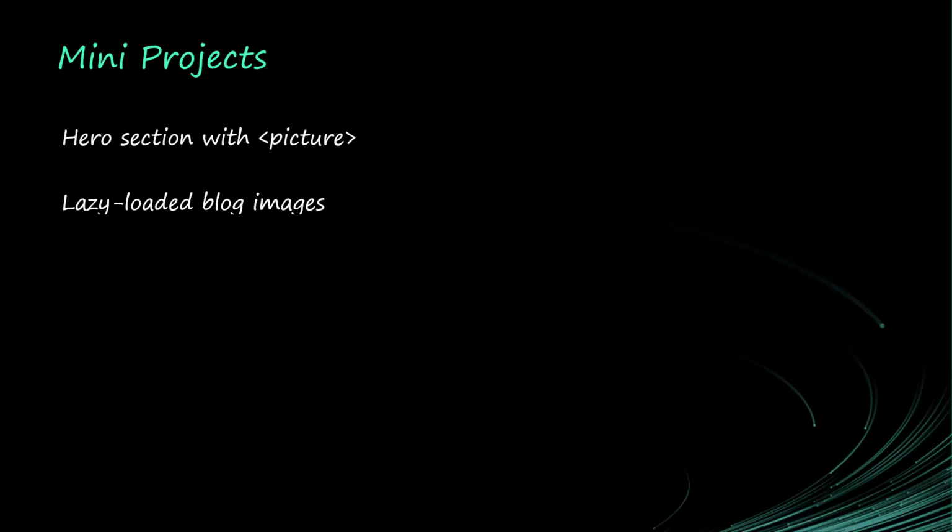Now as a mini project you can practice: create a hero section with a picture element. This picture element, you know what it does? It displays images based on the device. Also create lazy loaded blog images. Use lazy loading for your blog images. Create a page that just has plenty of images, and then use lazy loading for them.